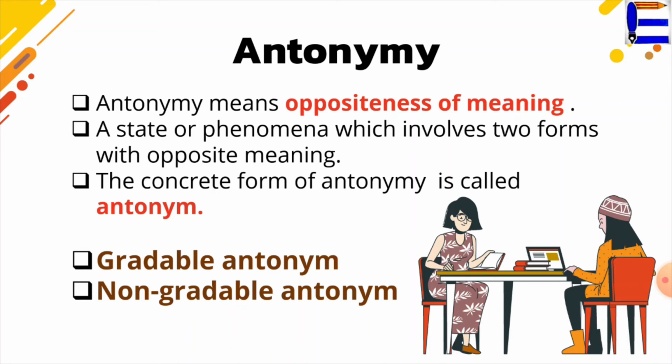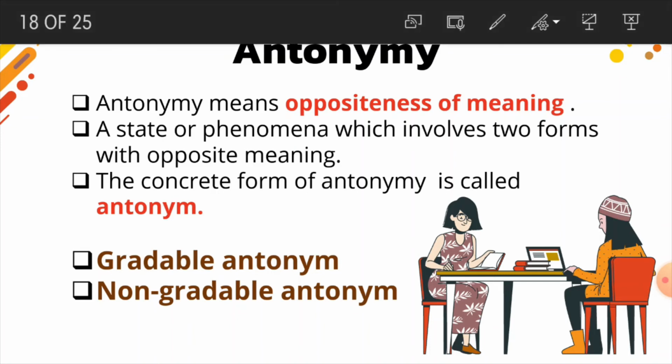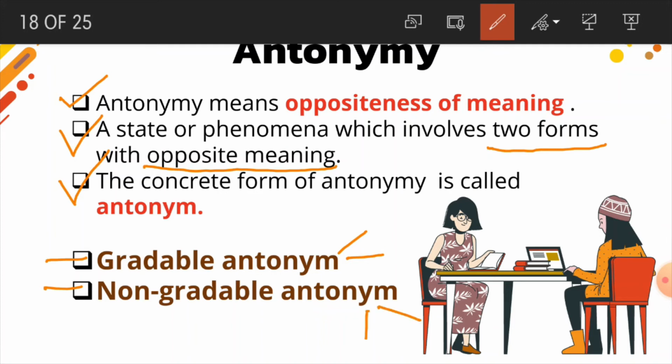The next one is antonymy. Antonymy means oppositeness of meaning, a state or phenomenon which involves two forms with opposite meanings. The concrete form of antonymy is called an antonym. Antonyms are of two types: gradable antonyms and non-gradable antonyms. The gradable antonyms have examples like big and small, and non-gradable have examples like male and female. In a separate video, you can learn about gradable and non-gradable antonyms in detail.